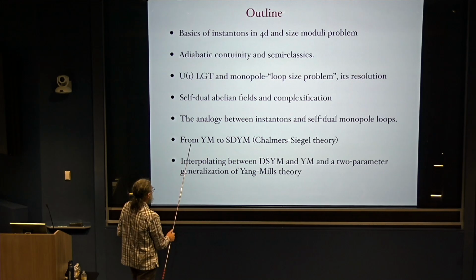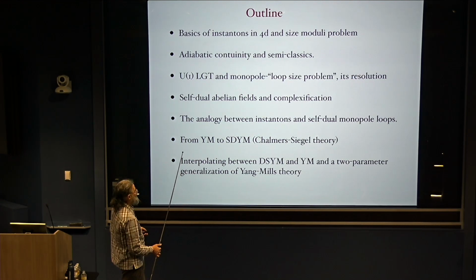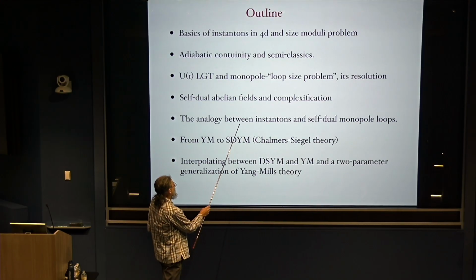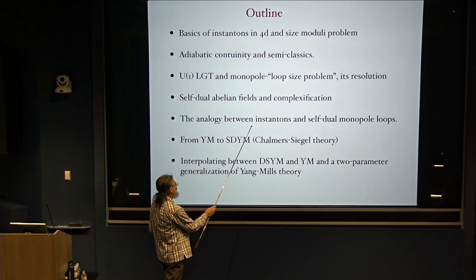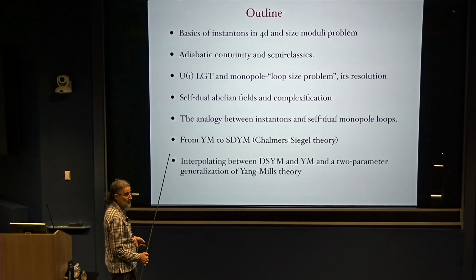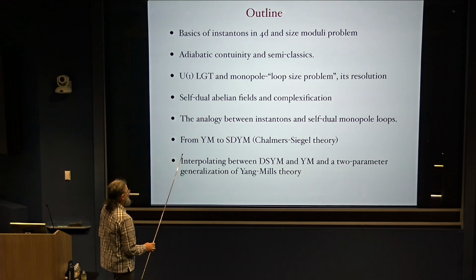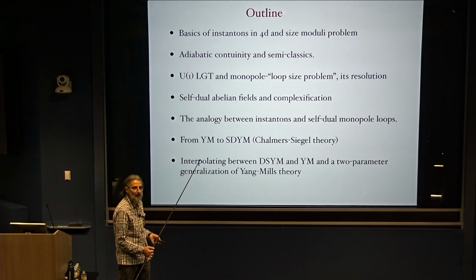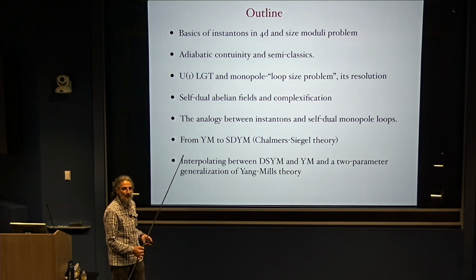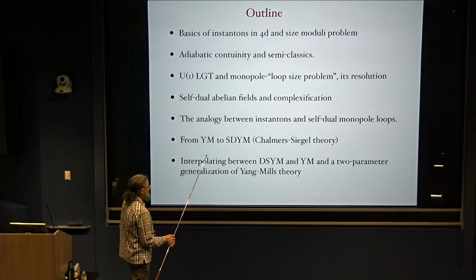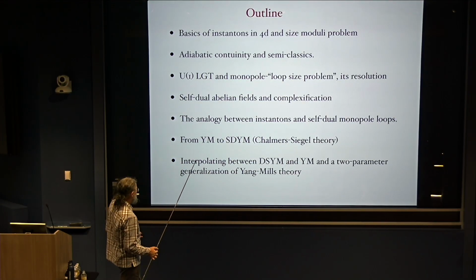I restudied some aspects of U(1) lattice gauge theory, and to my surprise, understood something new in that context. The fact that there is also a previously not quite so much emphasized monopole loop size problem, and I will describe its resolution. Actually, the theory resolves it for itself for you. Then I will describe these general self-dual abelian fields and the necessity of complexification of the field space. Then I will draw some analogies between instantons and self-dual monopoles.